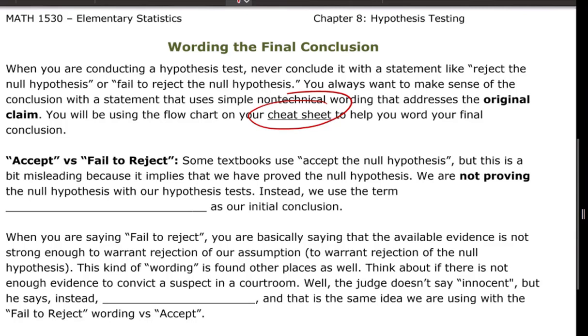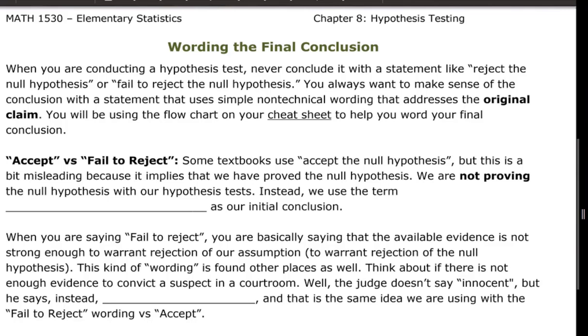But you definitely want to make sure that you are doing this final wording, this final conclusion, and thinking through it. That's the hardest part of the problems too. Once you get the p-value from the calculator, it's nice. Then you have to think through what exactly are the ramifications of what you just discovered by rejecting the null or whatever. So that's what will help you. The cheat sheet will help guide you to the wording.